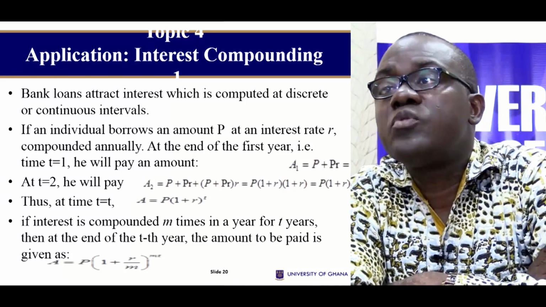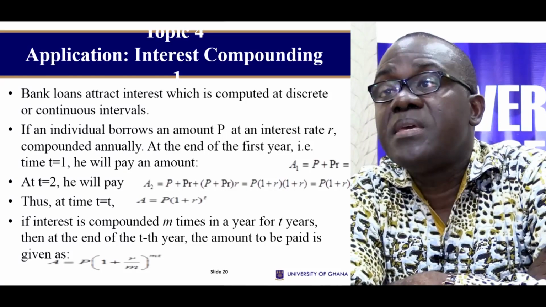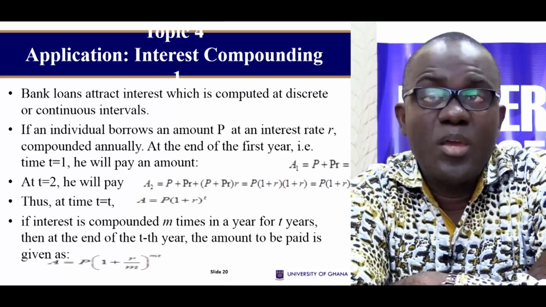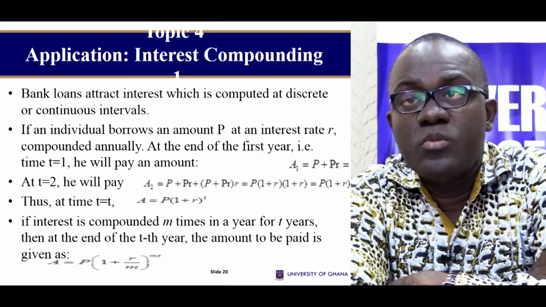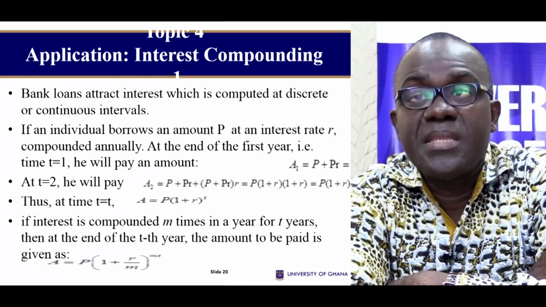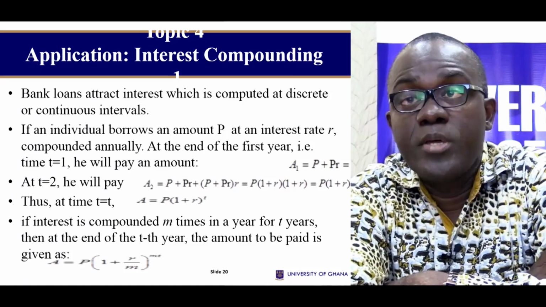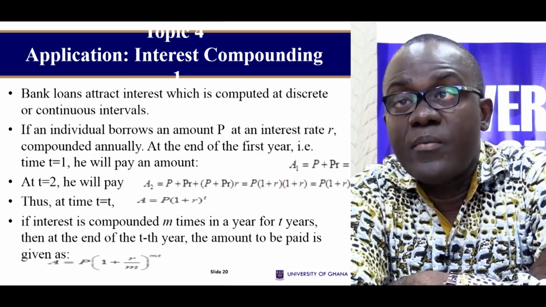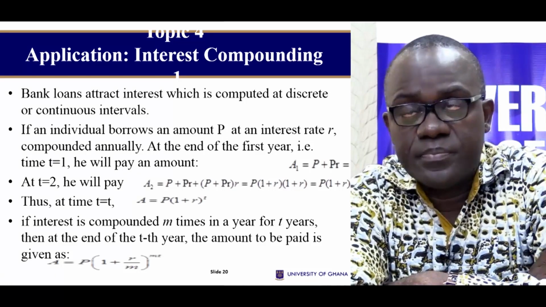And notice that if you do simple algebra, you are going to get P into bracket 1 plus R, raised to the power square. You can go on, take T equals 3, take T equals 4, and then you see that if T is at any time T, you are going to pay the amount P multiplied by 1 plus R raised to the power T at the end of T years.